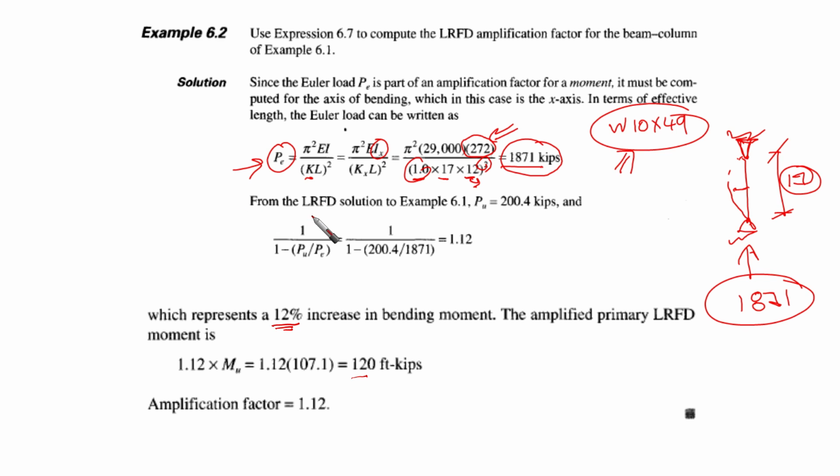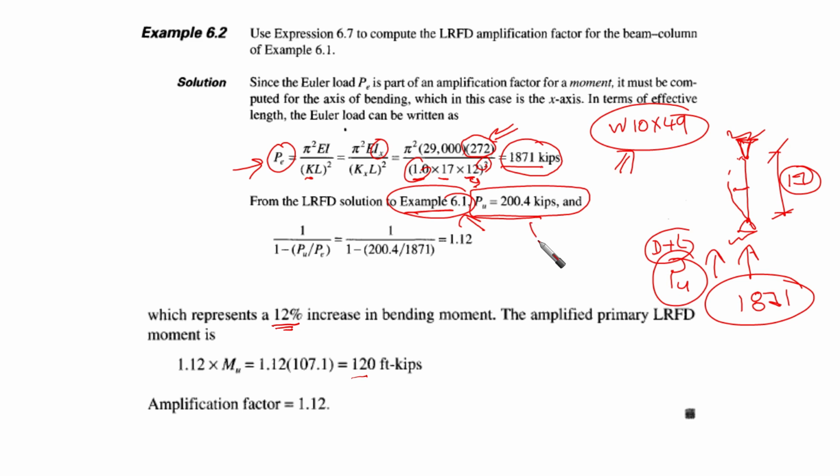From the LRFD solution of example 6.1, please revisit the previous video, and you are going to understand the meaning of P ultimate equal to 200, because P ultimate was applied with dead load and live load. So please stop the video, revisit the previous video, and you are going to understand the meaning of P ultimate here.